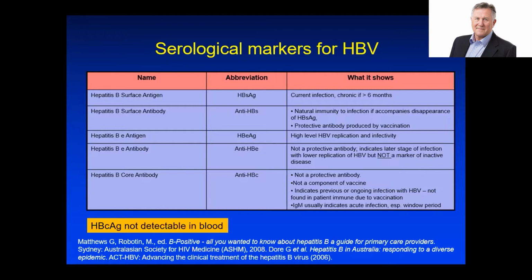Core antibody is not a protective antibody and not a component of the vaccine. If you have core antibody, it means you have previously been infected by the virus. The way you tell whether someone who is surface antibody positive has been naturally infected or vaccinated is that if they have core antibodies, they were naturally infected. Remember, people get confused about core antigen. Core antigen does not occur in the blood. It's only in the liver. So please don't order it. Okay. Next slide.